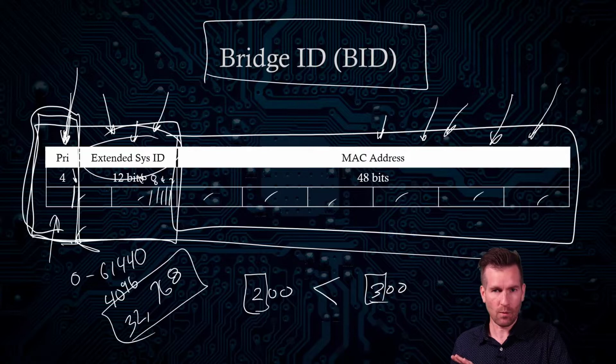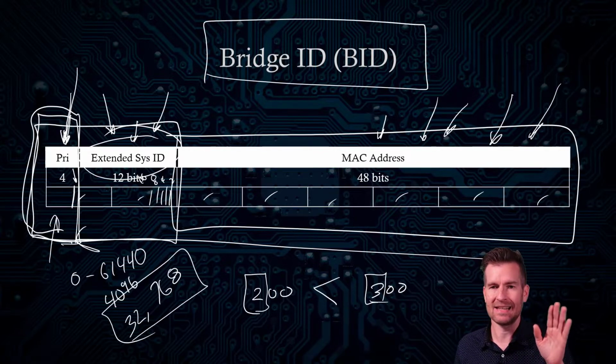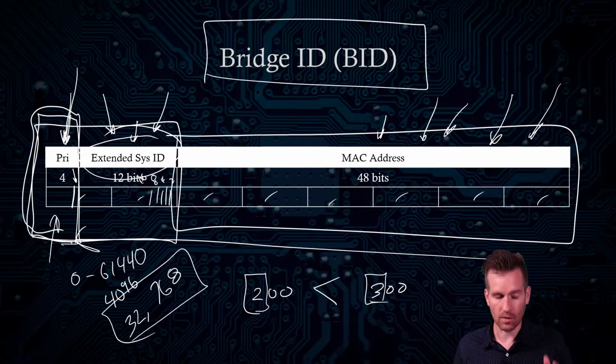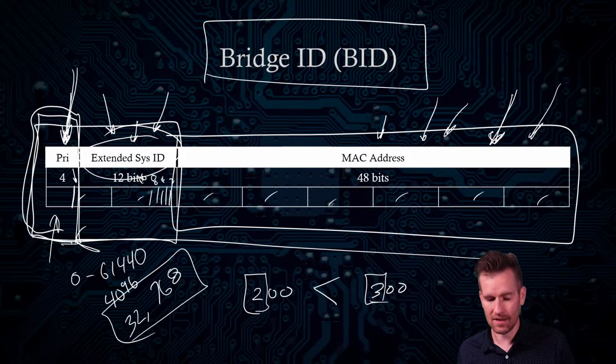For the most part, when we're talking about STP, we're going to ignore the extended system ID for now and not really get into the difference of that. For now, let's focus on this priority and setting priorities on the switch. And then if the priority is all the same, it's going to take a look at the MAC address.